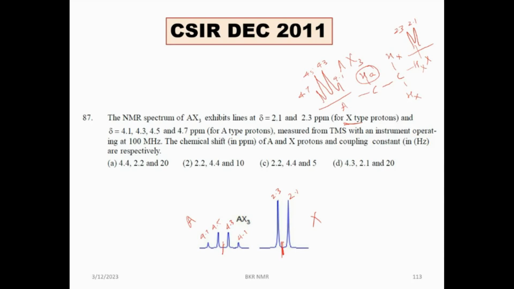What is the delta value of X? 2.2, ma'am. 2.2. Very good. What about A? A is 4.2. Okay, can we find the answer from this? A is 4.4, X is 2.2. What is the answer?